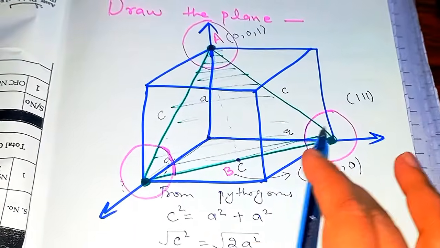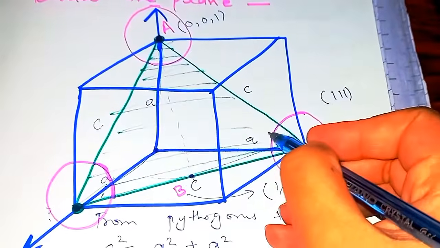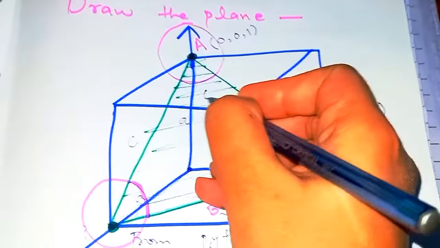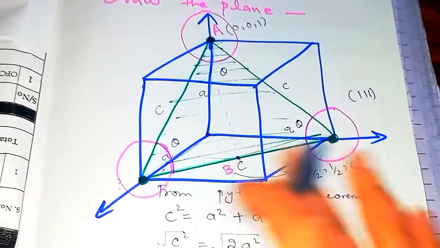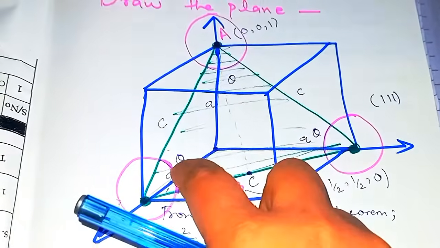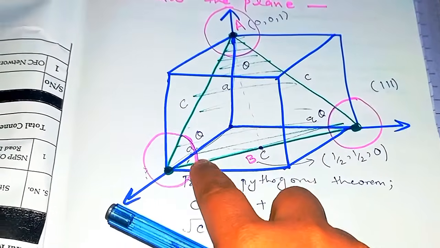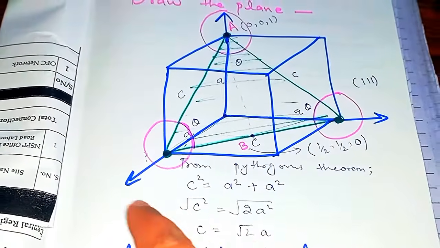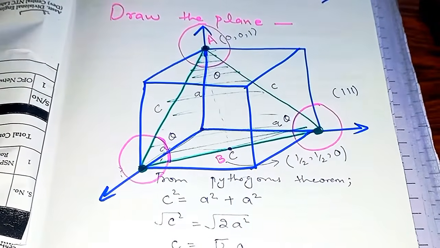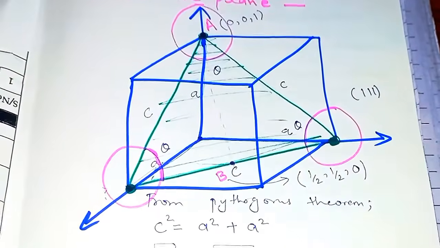So here what we will do is find out this angle, which is actually theta. We'll calculate it right away, and we'll compare it to the total angle of the circle, which is 360. We'll find out the ratio. The ratio is actually the contribution of the atom to the plane. Okay, it's an equilateral triangle.